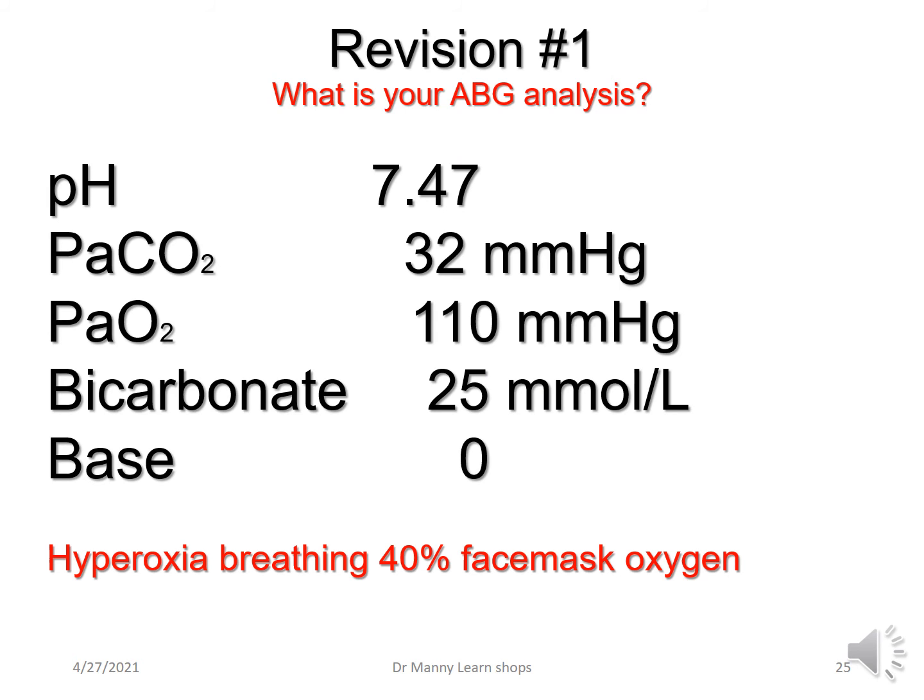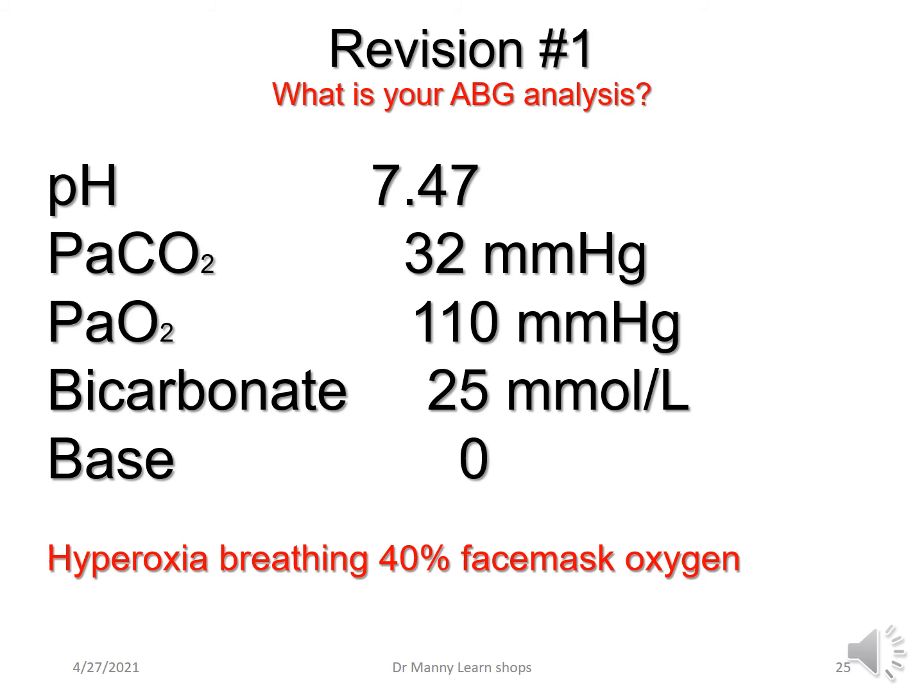Okay, let's review. What's your interpretation of this blood gas? Now, the PaO2 is 110, but we know that that can be high because they're hyperoxic, breathing 40% face mask oxygen. Acid base is really just pH, PaCO2, bicarbonate and base. PaO2 is just looking at oxygenation, whether they're hypoxic, hyperoxic or euoxic.